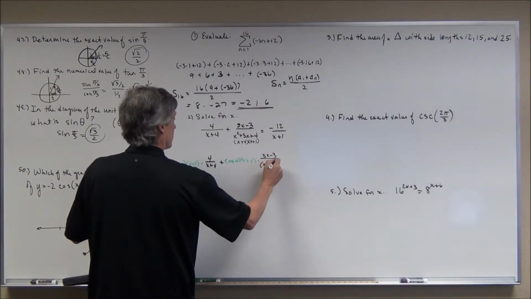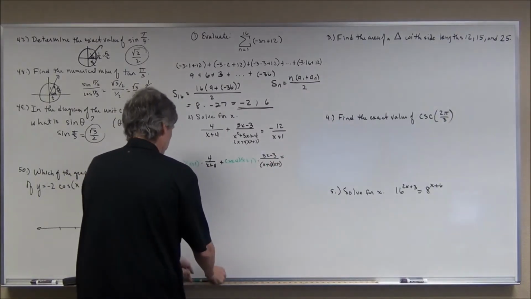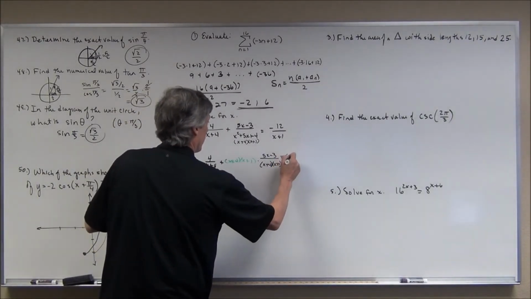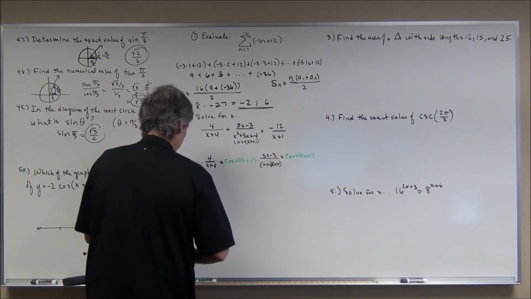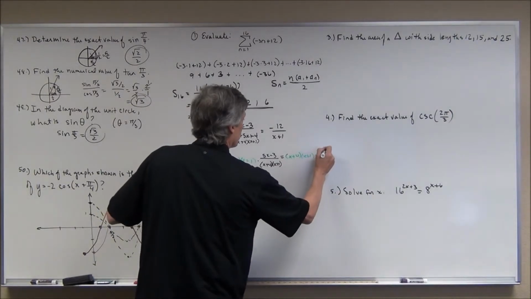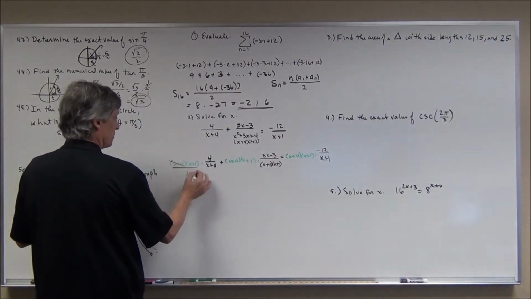I'm almost out of lunchtime here, times 5x minus 3 all over x plus 4 times x plus 1, equals, one more time, hopefully I don't chew up too much space here, x plus 4. Every term on both sides gets multiplied by the least common denominator, times negative 12 over x plus 1. When I do that, you can see here that the x plus 4's cancel.